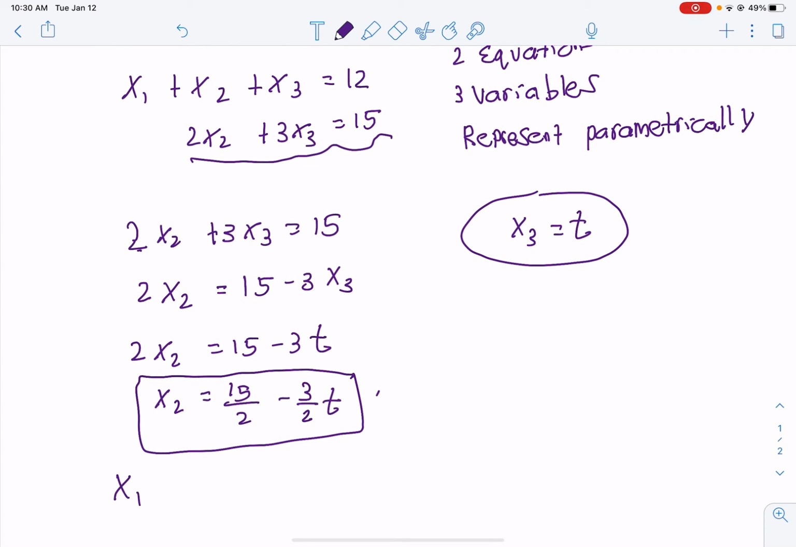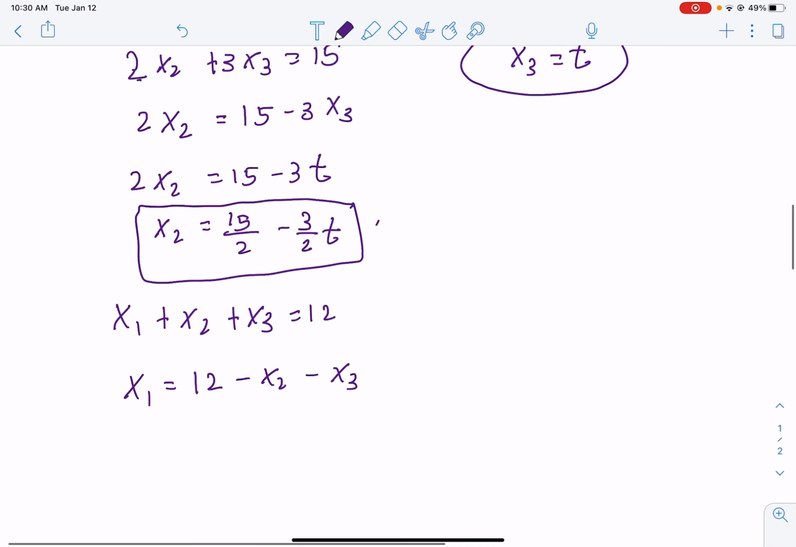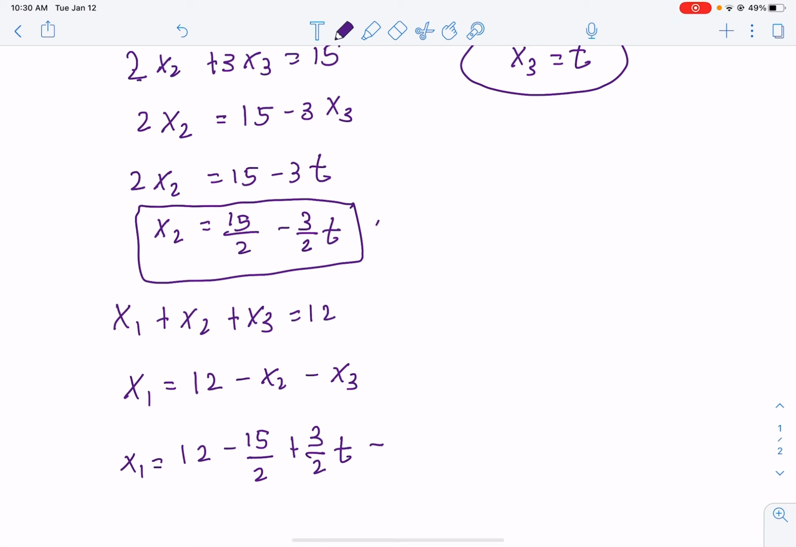I'm going to rewrite it, x1 plus x2 plus x3 equals to 12. I'll just plug everything in now. So you could either solve for x1 or plug everything in. Actually, we'll solve for x1. This looks easier. So x1 equals 12 minus x2 minus x3. Now we have to substitute and add our parameters in. We want to write this in terms of t. So x1 equals to 12 minus 15 over 2 plus 3 over 2t, and then minus t.